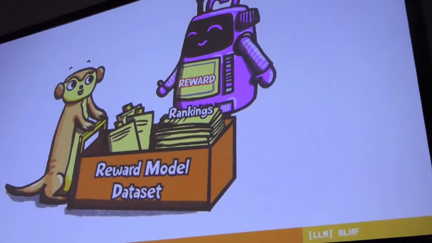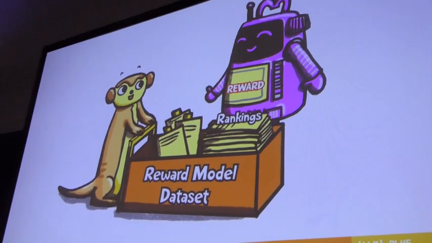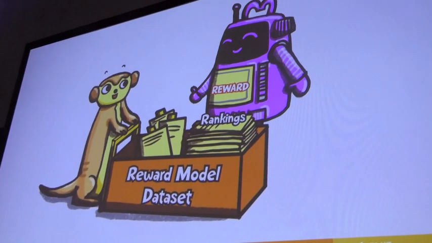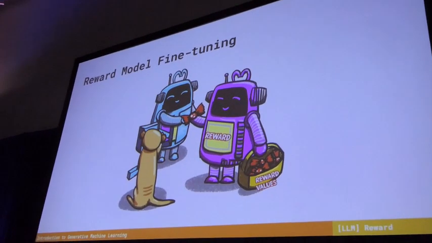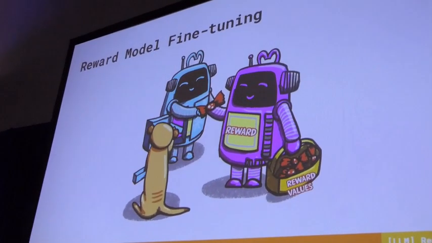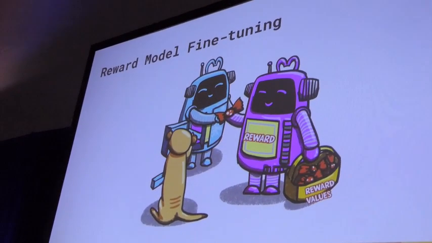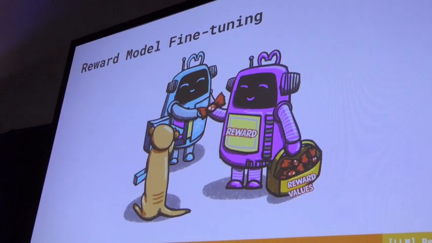With these rankings, we train a reward model that is capable of giving evaluations on how good an input is. And the model is further fine-tuned to optimize reward from the reward model. Here in the illustration, we have candies representing reward values, and the model in blue is being changed while getting candies from the reward model.